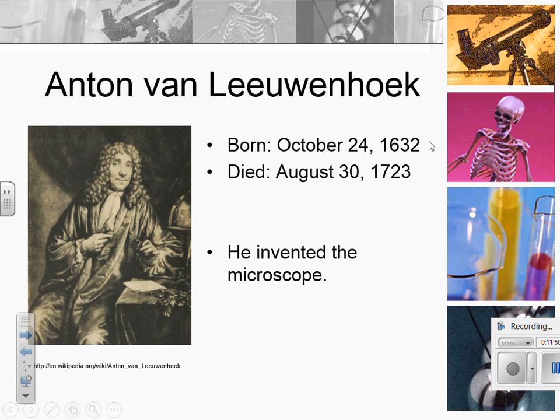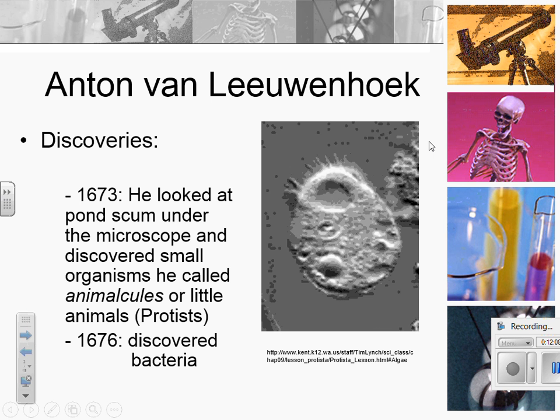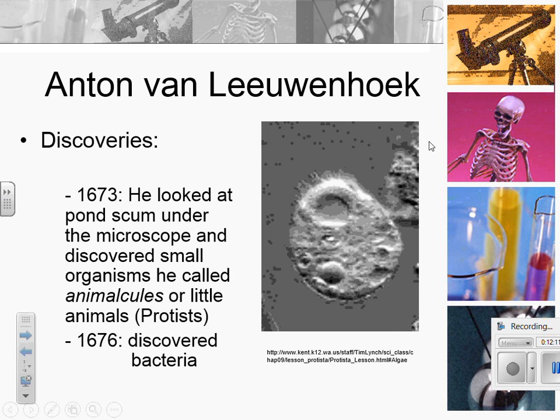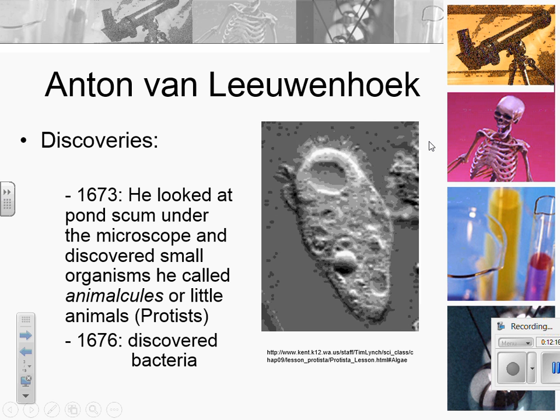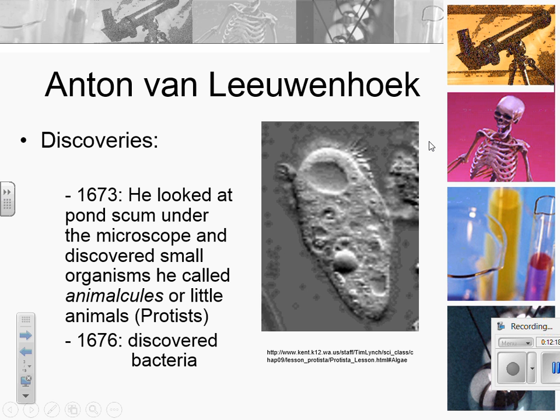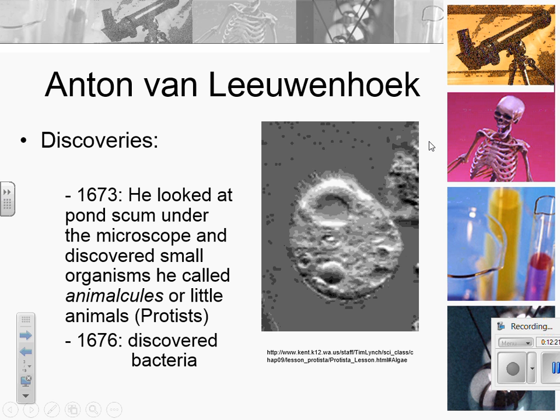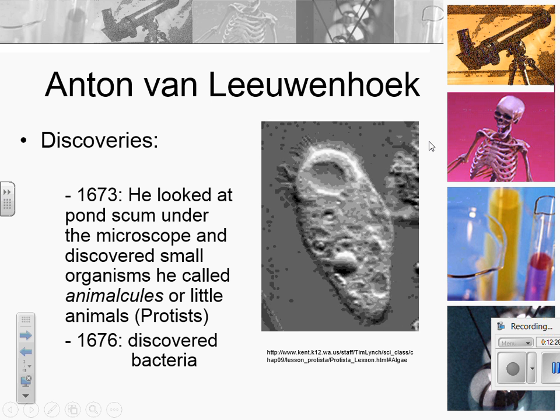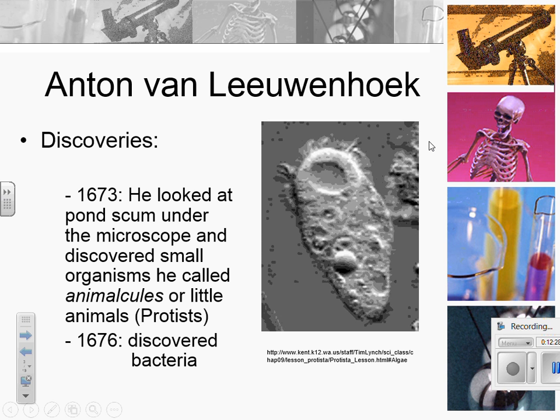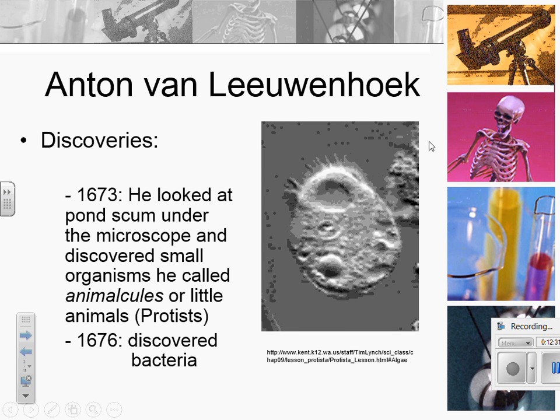So, he played a major part in revolutionizing us being able to see the cell because he invented that microscope. Any questions? Okay. Now, in 1673, he looked at pond scum under the microscope and he discovered organisms. These organisms looked like little animals. So he called them animalcules, which means little animals. And they actually were protists. Protists is a type of bacteria.